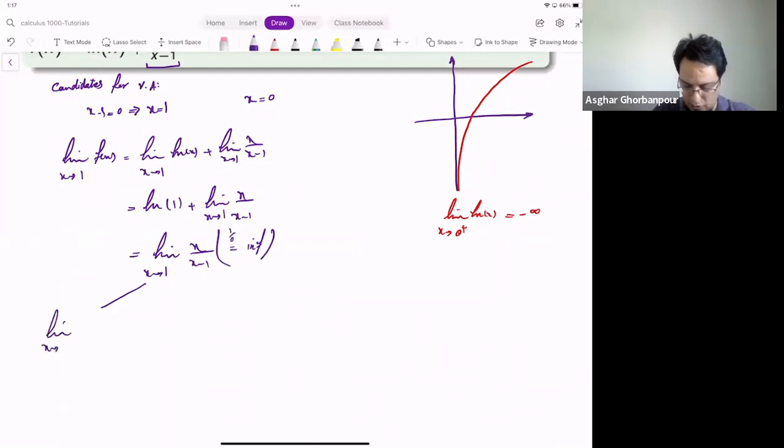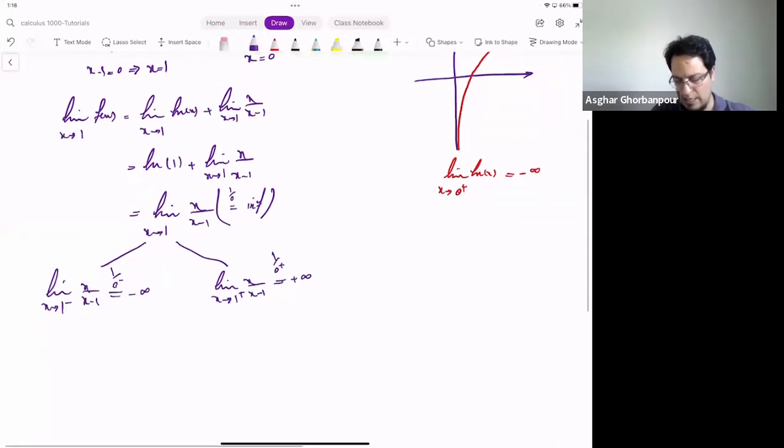Limit as x goes to 1 from the right side will give me 1 over 0 plus. From the left side, this will be negative, so this is negative infinity, and that's enough for me. I'm just completing this to show that 1 over 0 plus will be plus infinity. So yes, x equal to 1 is a vertical asymptote.